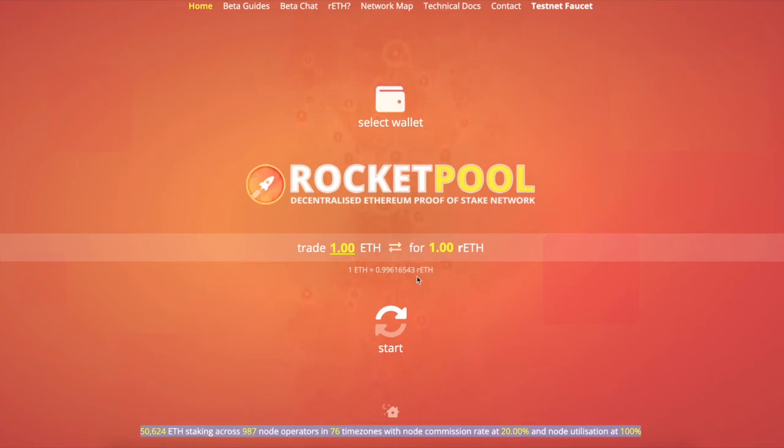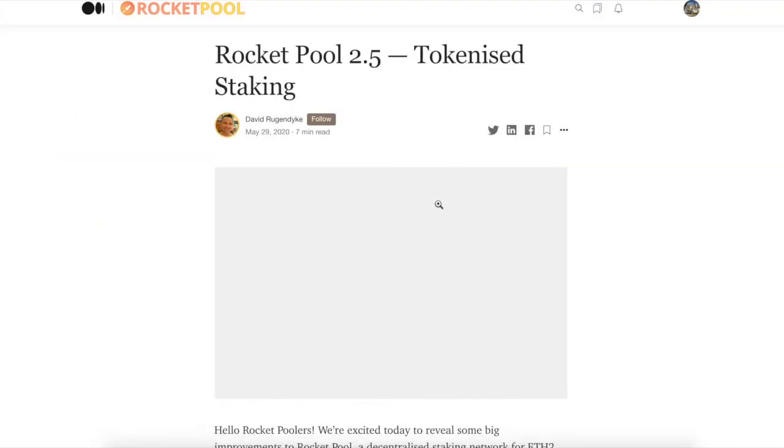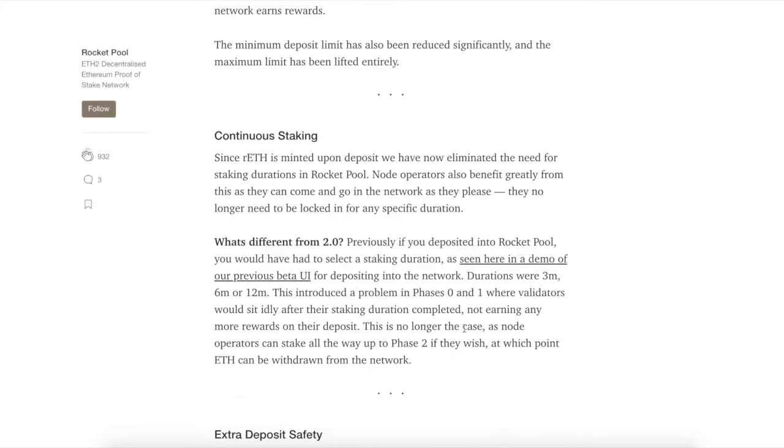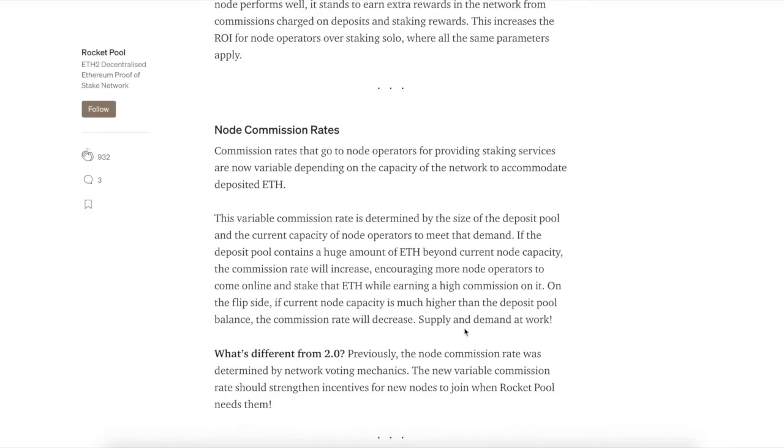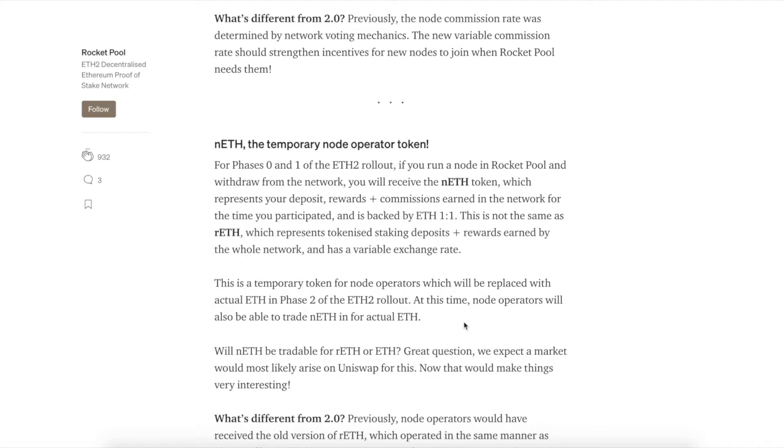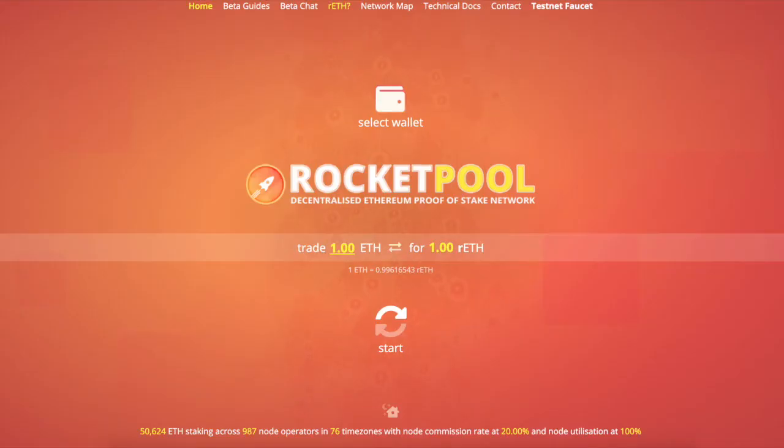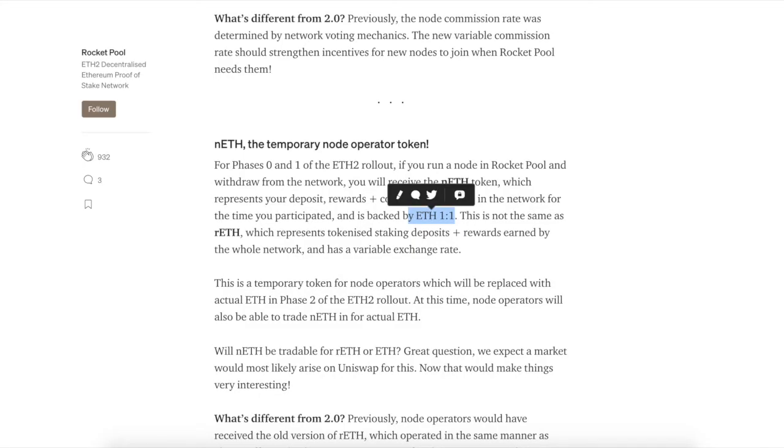If you want to get some RETH tokens, go ahead and get some. If you have questions about the RETH, you can read their white paper and check out these Medium posts, and just do your own research. The RETH is eventually going to be switched for the NETH tokens, and NETH is equal to ETH 1-to-1. Since this is testnet right now, RETH allows you to get that interest without Ethereum staking actually being on mainnet.